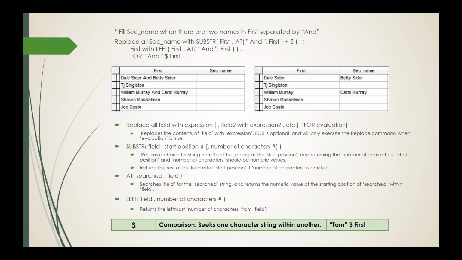So after that left function, I have another line continuation character and then a FOR expression. So I only want this command to be run when the word space "and" space is found in first. If there's anything else in that first field, or if "and" is not found, I don't want this command to be run. So there right beneath it, you can see the result of this command that we've run. It's taken the first name, the name before the "and", left it in first, and then taken everything after "and" and moved it to our second name field.